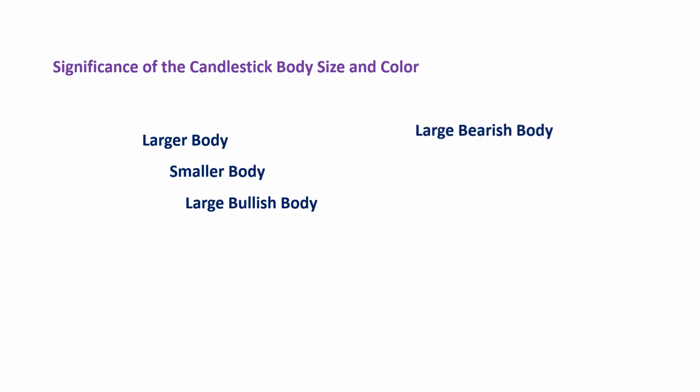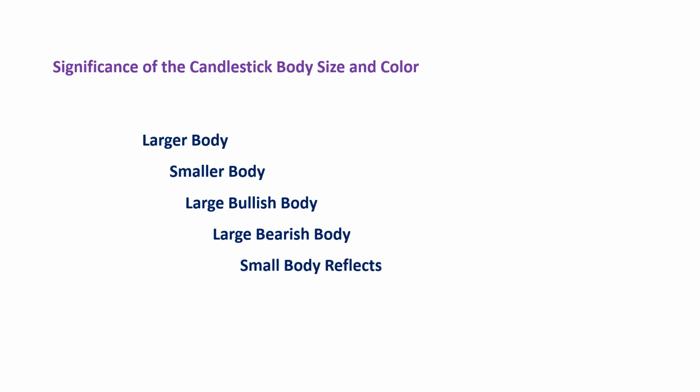Significance of the candlestick body size and color. Candlestick body size and color provide important information for traders to analyze price action and market sentiment. A large body suggests a greater price movement, while a small body indicates a narrower range. A large bullish body signifies strong buying pressure and a bullish sentiment, while a large bearish body suggests strong selling pressure and a bearish sentiment.